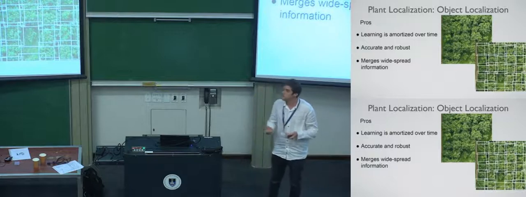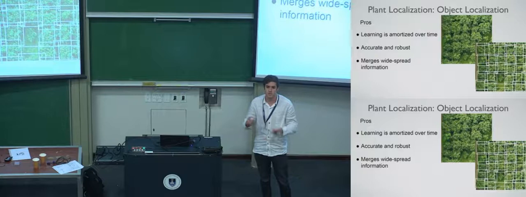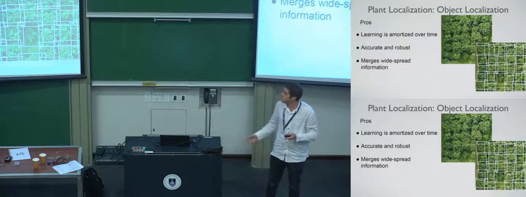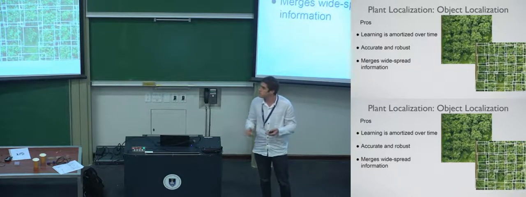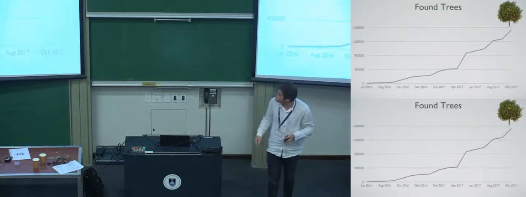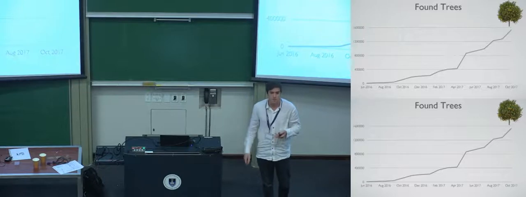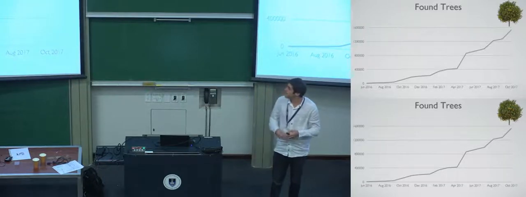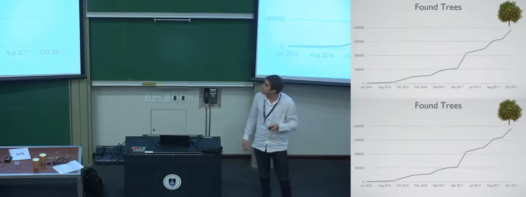But the pros are that learning is amortized over time. We're using some methods of online learning to consistently improve these algorithms. It's accurate and robust, and we can merge widespread information across things like different crop types. This is an old graph, but we've currently found about 3 million trees. And that's growing. It's one of our KPIs.